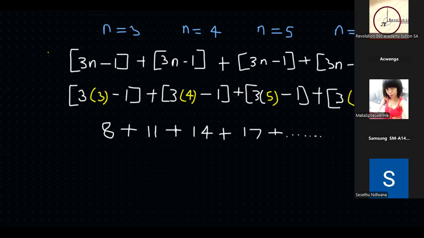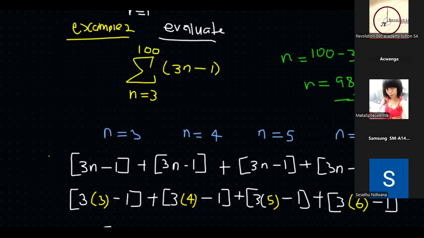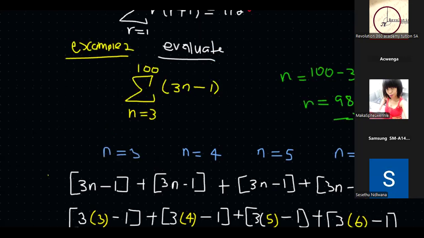Come again? How? n is equal to 100 minus 3 plus 1. Yeah, okay, I see it now. Yes. How come your 3 is negative and your 1 is positive? Isn't it supposed to be the other way around? No, the signs, it's correct.